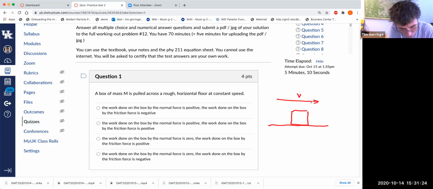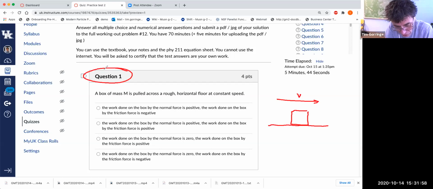So question number 1 on the practice test. This question says that we've got a box of mass m, and it's pulled across a rough horizontal floor at constant speed. And we've got to answer some questions about the work done by the normal force on the box and the work done by the friction force on the box. And so we're going to try and answer those questions.